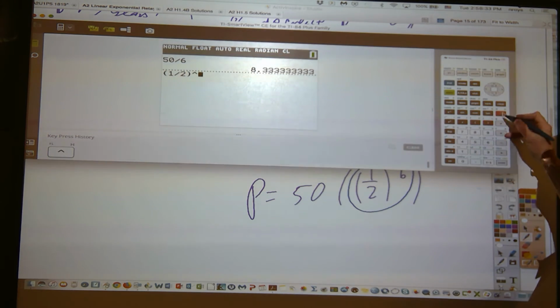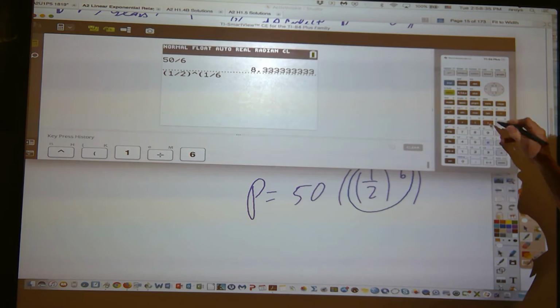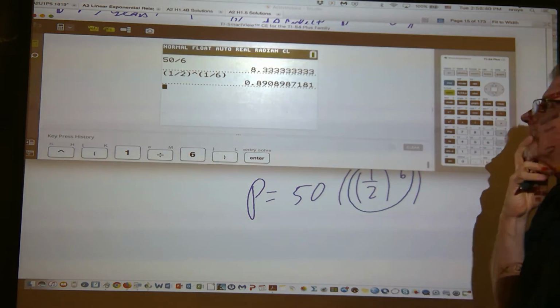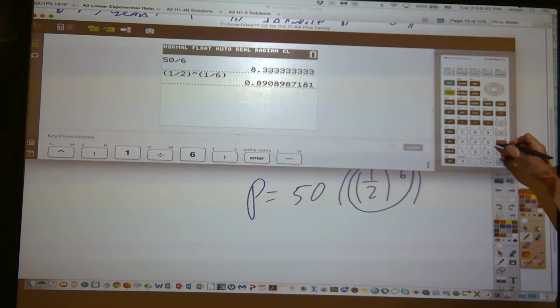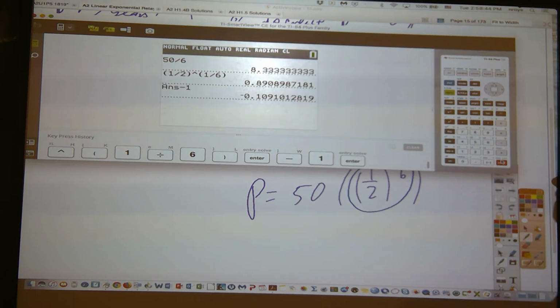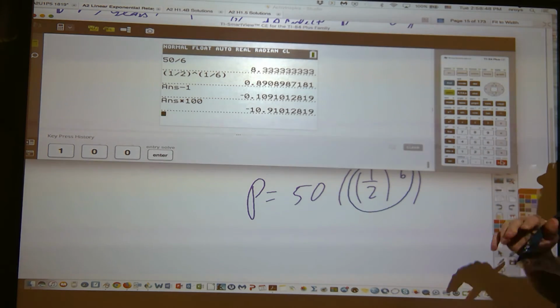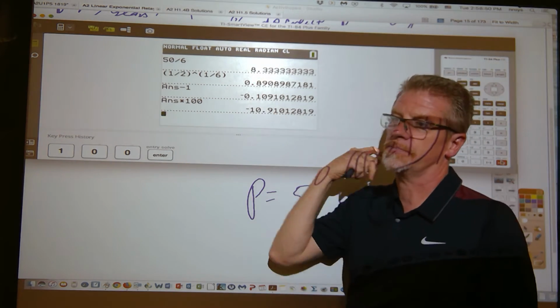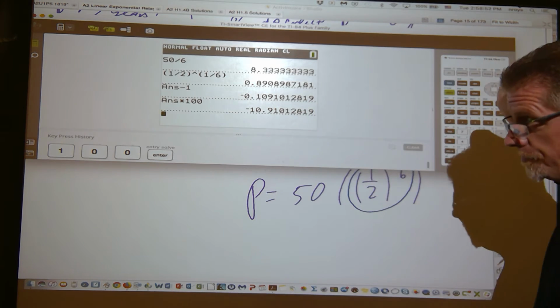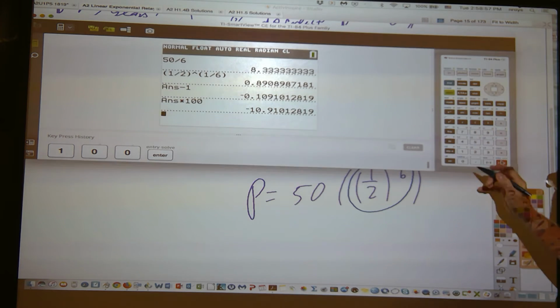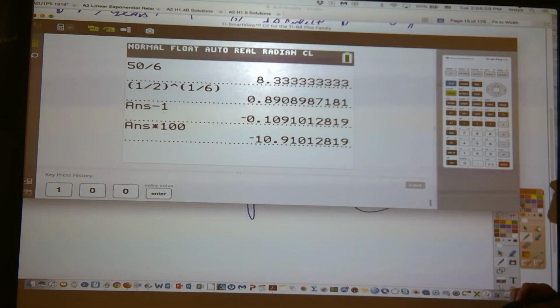It is 1/2 caret 1/6, minus 1, times 100. The population is actually going down 10.91% per year. So let's see if that really makes sense. I mean, does it really take us down to exactly 1/2? There's a stunning demonstration of this that we can do in the minute that remains.